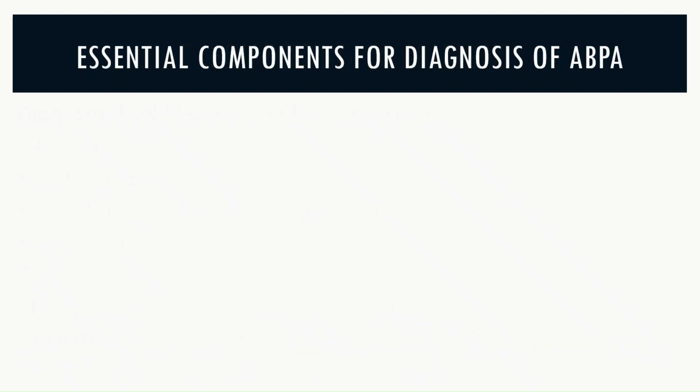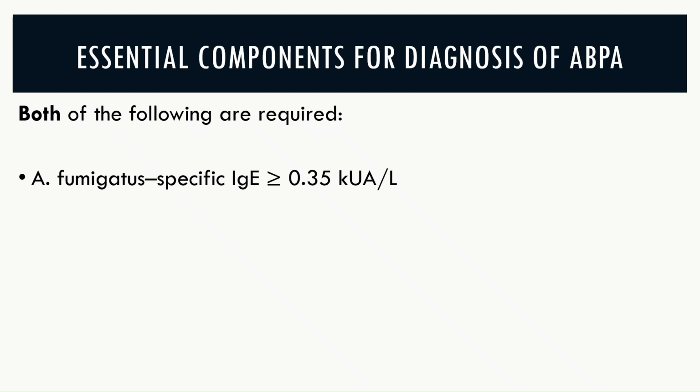For the diagnosis of ABPA, two essential components must be present. This includes the presence of Aspergillus fumigatus specific IgE at a level of at least 0.35 kilounits per liter and serum total IgE of 500 international units per milliliter or higher.